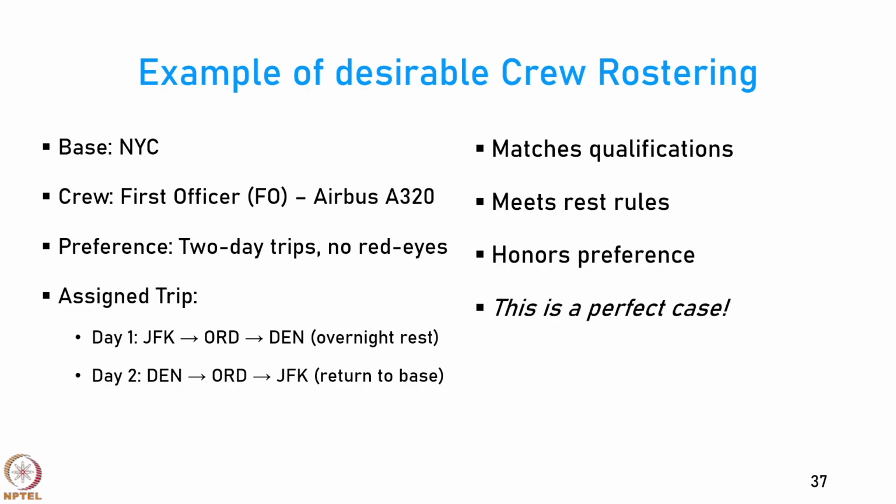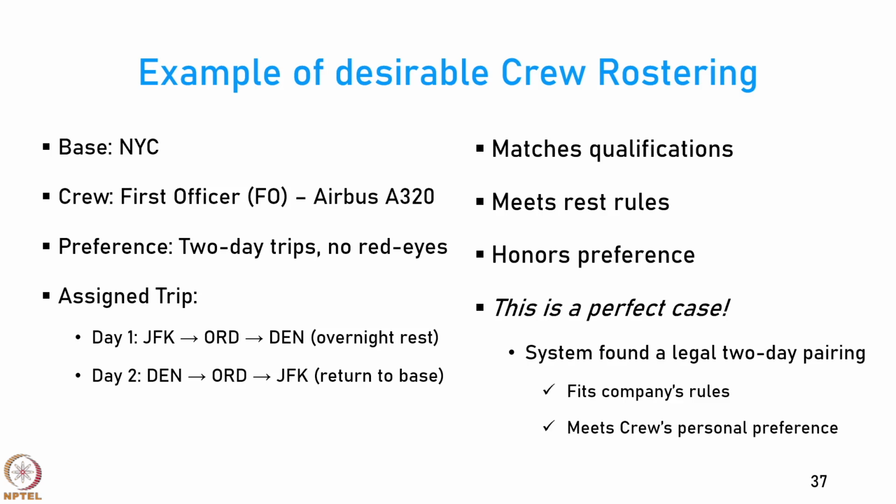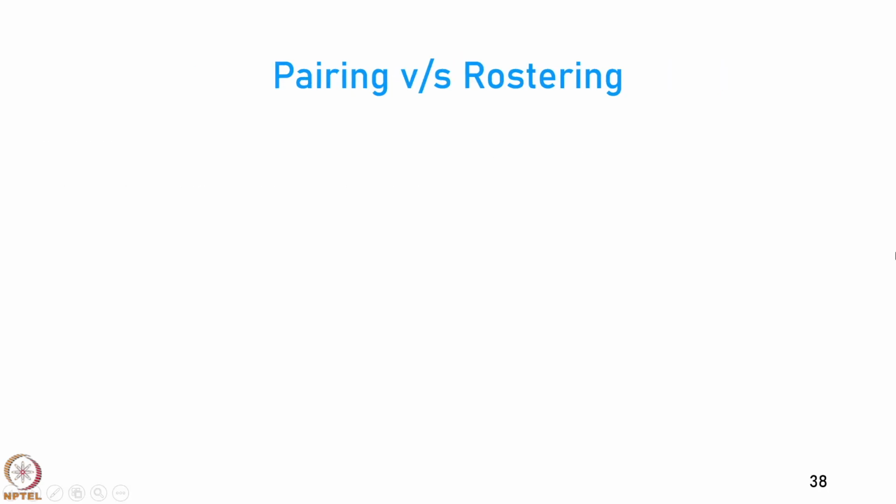So, this is the ideal situation, this is the perfect case, because the system, the optimization algorithm, has found a legal 2-day pairing that fits the company's rules and also meets the crew's personal preferences. Everybody is happy, but this may not happen every time.